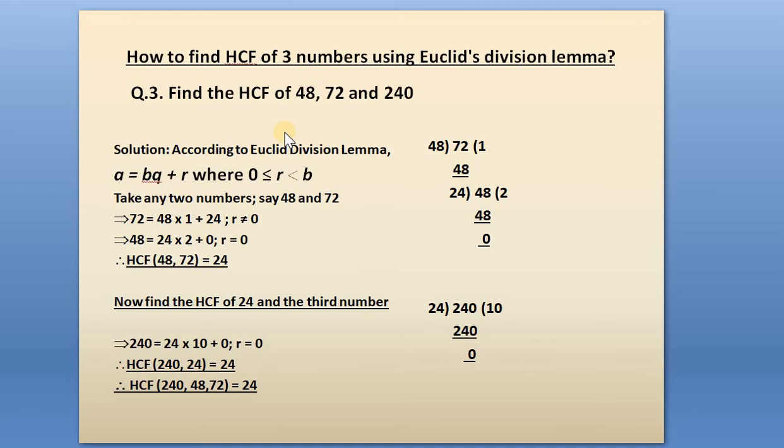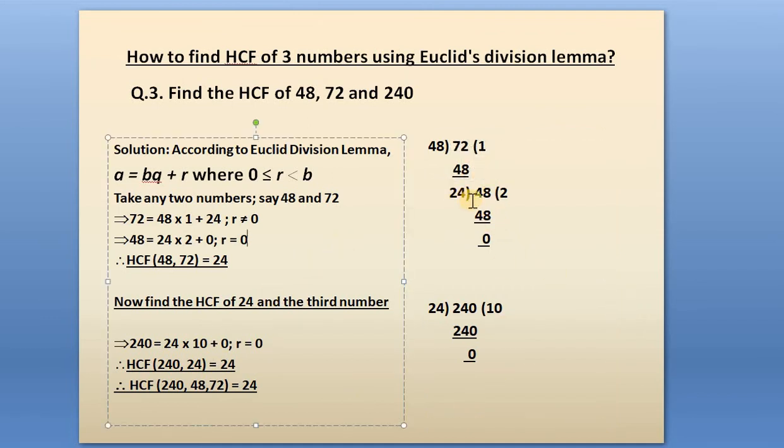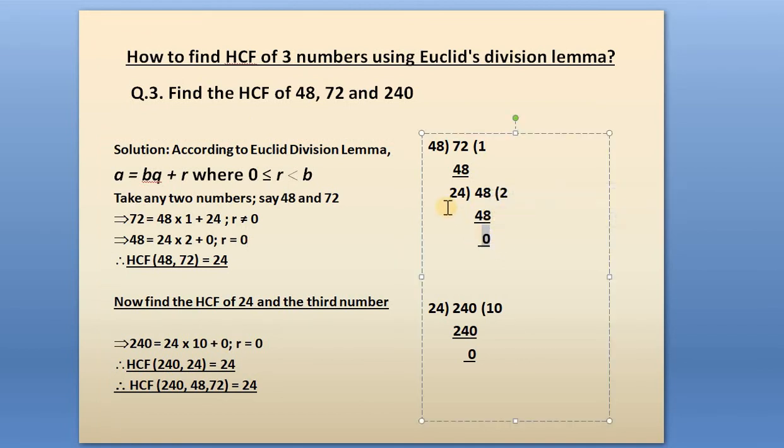Let's take an example. We need to find the HCF of 48, 72 and 240. Let's take the first two numbers. When 72 is divided by 48, the quotient is 1 and the remainder is 24. So the new divisor will become 24 and the previous divisor is the new dividend. It's 48 divided by 24. 48 divided by 24 is 2, remainder is 0. Since the remainder is 0, the previous divisor, that is 24, is the HCF of 48 and 72.